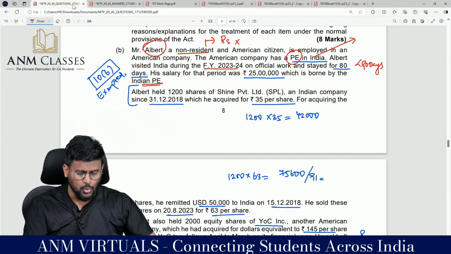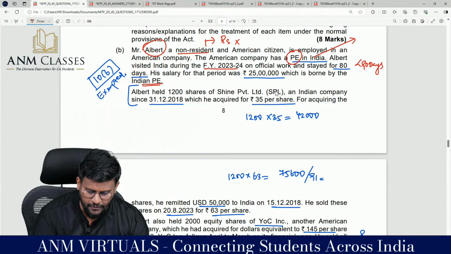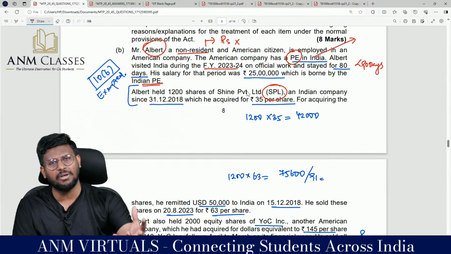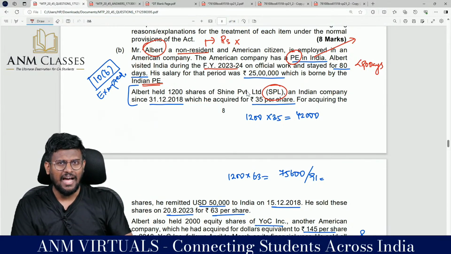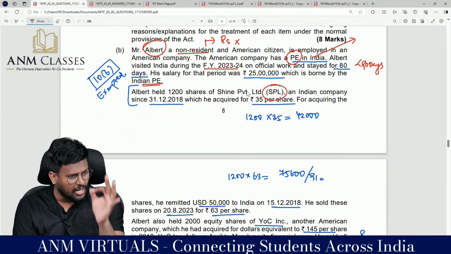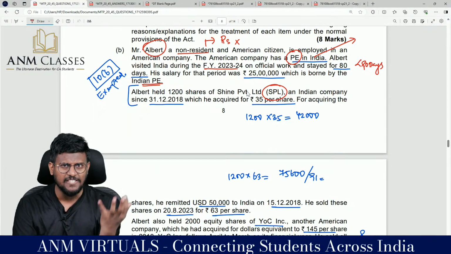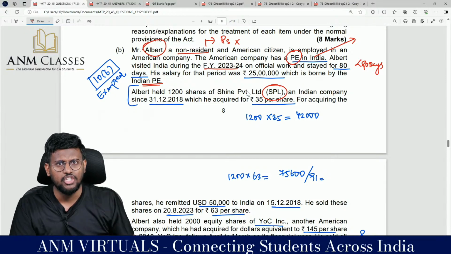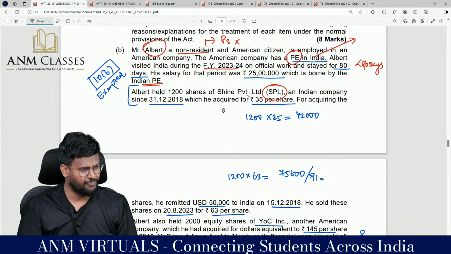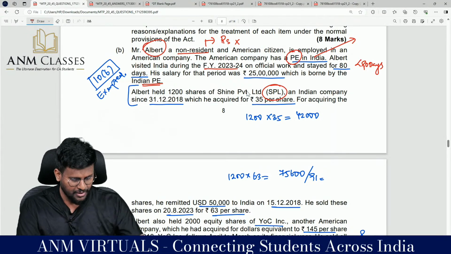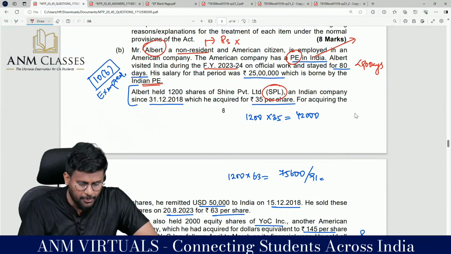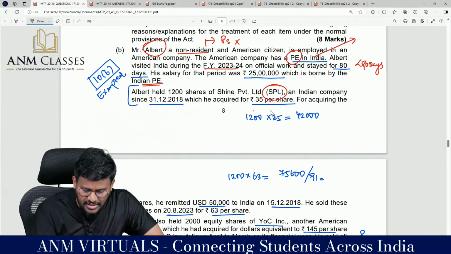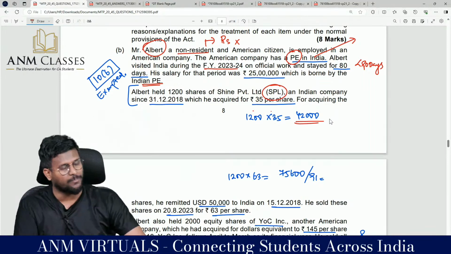Albert held 1,200 shares of Shine Private Limited SPL, an Indian company. That means the capital asset is situated in India. As per section 9 subsection 1 clause 1, if any capital asset is situated in India, income is deemed to accrue or arisen in India. Again they have tested section 9. Since 31/12/2018, which he acquired for rupees 35 per share. So 1,200 shares at the rate of 35 comes to 42,000.